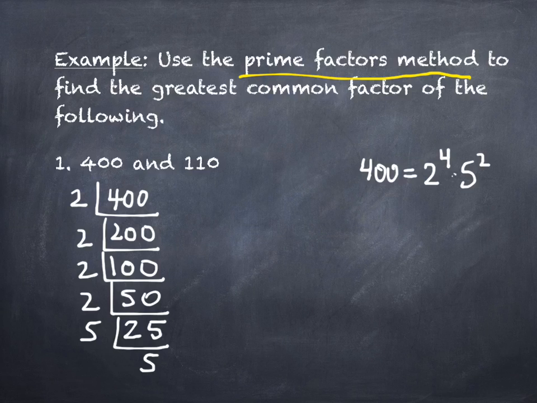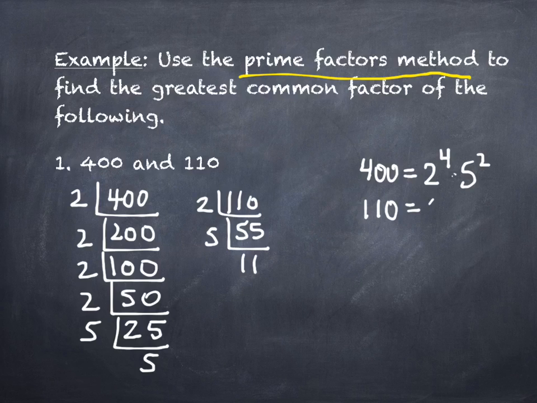Okay? We're going to do the same thing for 110. Smallest number that divides 110. 2. And I divide it and I get 55. Smallest number that divides 55. That is 5. And I divide it and I get 11. So the number 110 is actually 2 times 5 times 11.